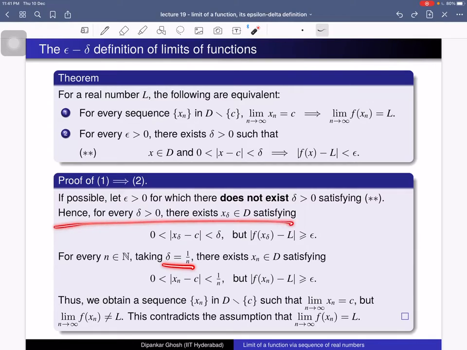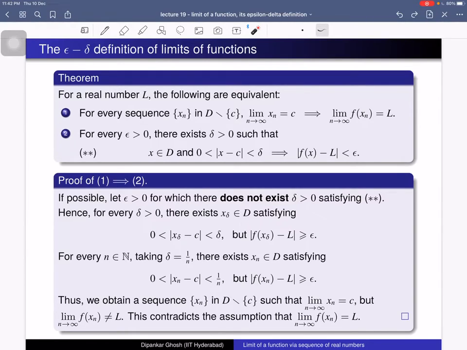And then for every natural number n, you just consider delta to be 1 by n. From this condition, if you choose delta equal to 1 by n, then of course for this delta also you can have some point, and let me denote that point by x suffix n, which is in D and satisfies this condition, but the function value is not in the epsilon neighborhood of L. So in other words, for delta equal to 1 by n, there exists a point which is in D and also in the deleted 1 by n neighborhood of C, but the function value f of xn is not in the epsilon neighborhood of L, or in other words this distance is greater than or equal to epsilon.